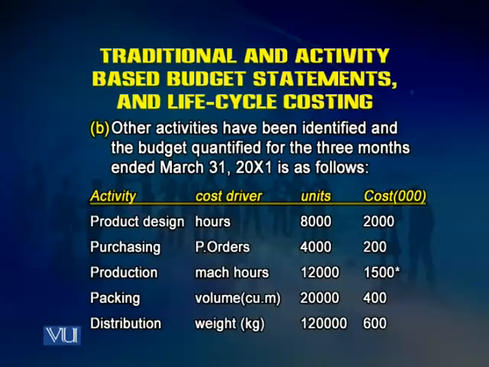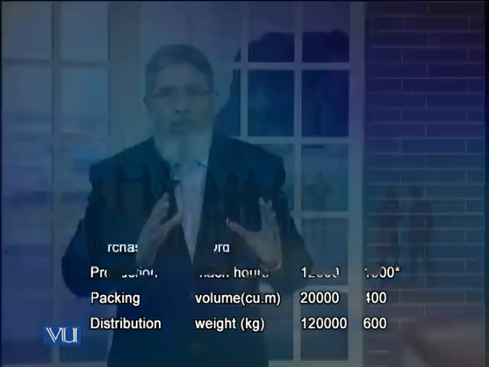So this is the detail of the activity, the cost driver, the units, and the estimated cost. This has been quantified for the 3 months ended 31st March 20X1. Now we have a statement, and this statement contains activities, and if you remember, activities then are measured by their cost drivers, and the total cost has been shown.